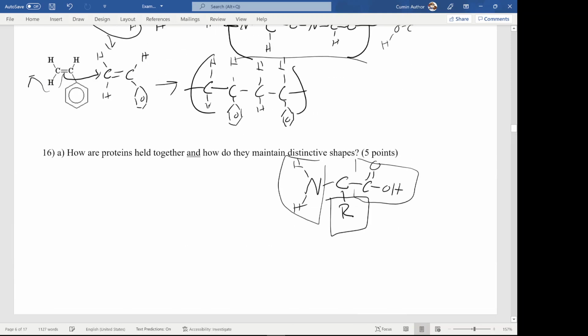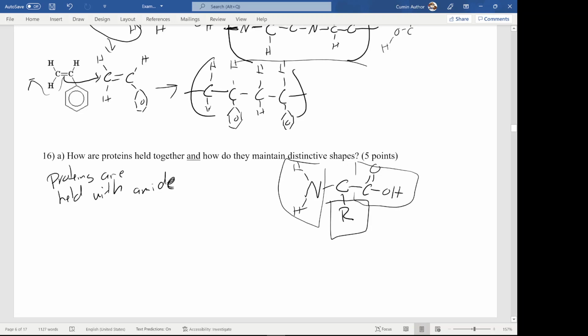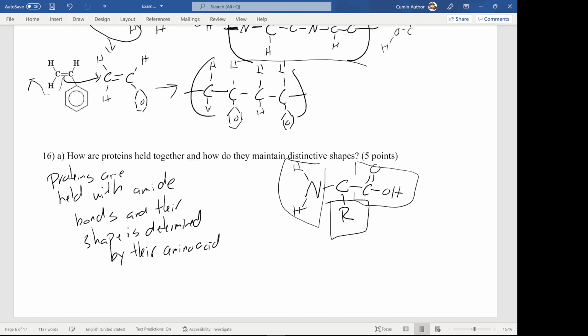So proteins are held together with amide bonds, and their shape is determined by their amino acid side chains. So this R can be over a dozen things.